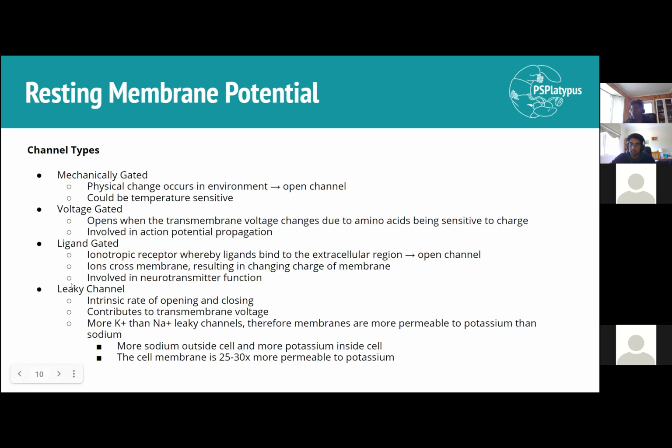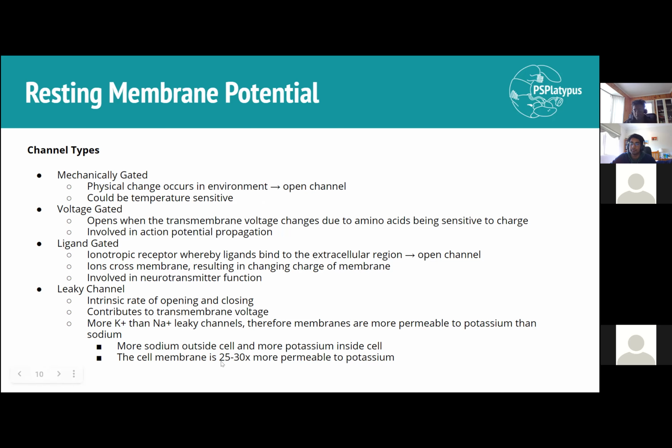The last one is leaky channels. Leaky channels simply have an intrinsic rate of opening and closing. What that means is, regardless of what happens, this channel is going to allow a certain amount of ions into and out of the cell. This also is very important when it comes to transmembrane voltage, especially for understanding why the membrane is more permeable to potassium than sodium.